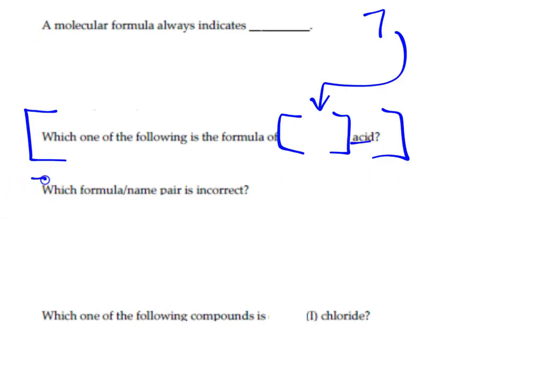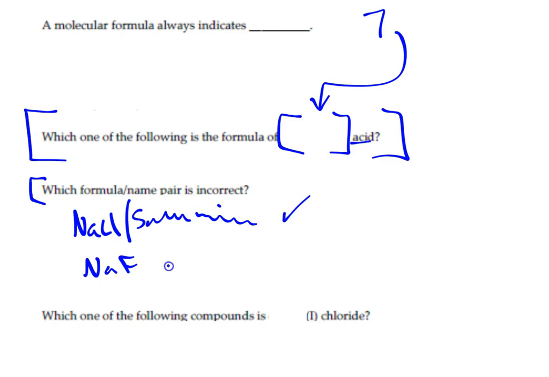All right, this one, which formula/name pair is incorrect? So it's 5 options. It'll be like NaCl, and that'll be like sodium chloride. Okay, and that one would be right. And then it'd be something like NaF, and it'd be like mono sodium monofluoride, or something like that. Okay, where this is definitely wrong.